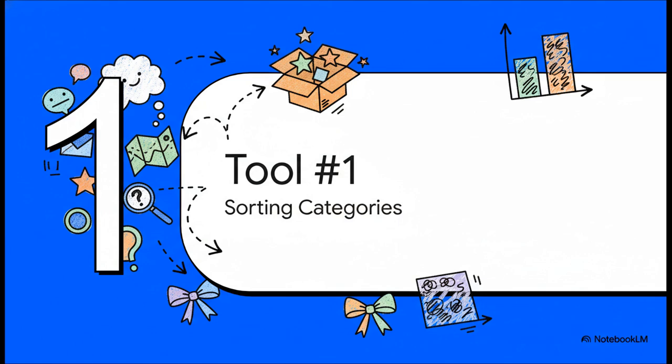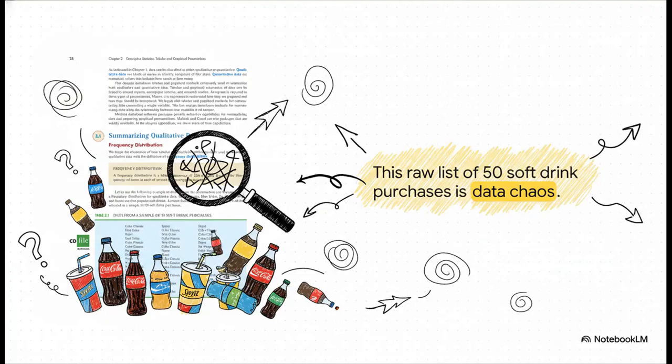Our very first tool is for handling this simple stuff. Data that's not really numbers, but categories or names. Things like brand names or different types of products. Now, if you want to get technical, the stats folks call this qualitative data. And our first job is just to get it all sorted out. Take a look at this. It's a simple list of 50 soft drinks that were bought at a store. Right now, it's just a wall of words.